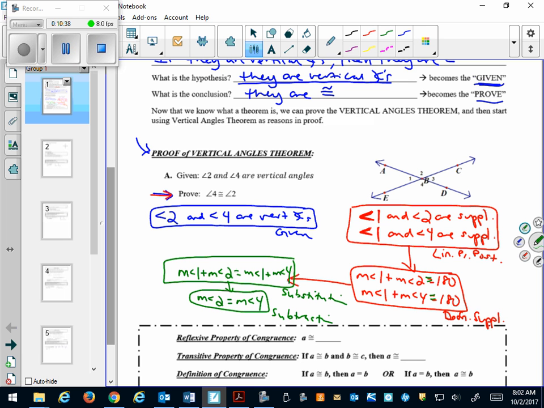Now can we say angle 4 is congruent to angle 2? What's the reason? If they're equal, good. If they're equal, we can say they're congruent. This definition of congruent works both ways, right? If you have a statement that says they're congruent, then you can say they're equal by definition of congruent. But in this case, we have that they're equal, and we can state that they're congruent by definition of congruent.